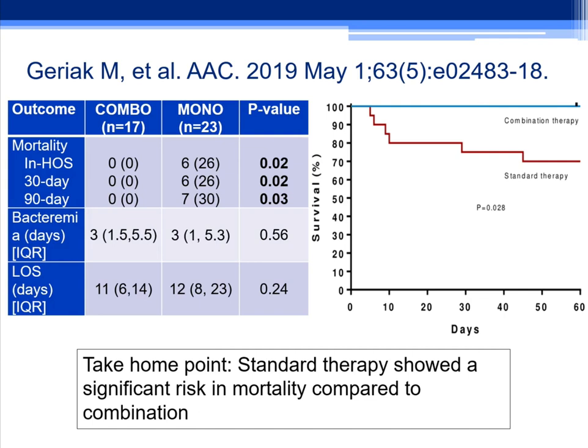Extrapolating out what they were able to find. When you compared the combination to the monotherapy, as far as mortality, there looked to be clear superiority with the combination therapy from a numbers basis. Once you looked at bacteremia and length of stay, those did not show any statistically significant data, but the main thing they were harping on was the data supporting a mortality benefit with the combination therapy.